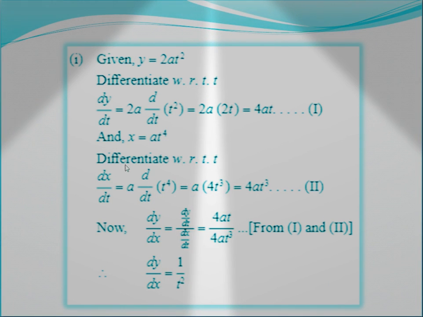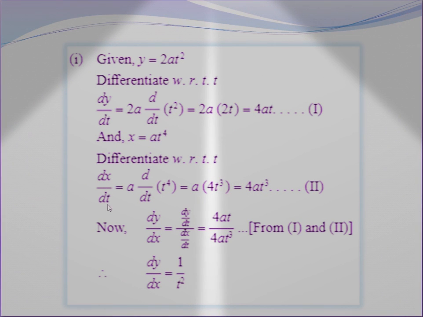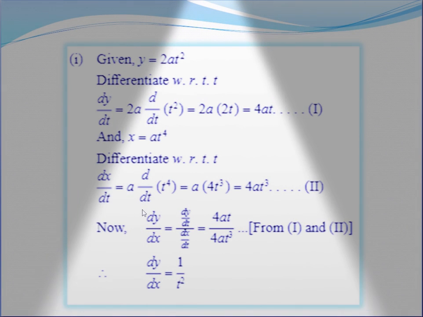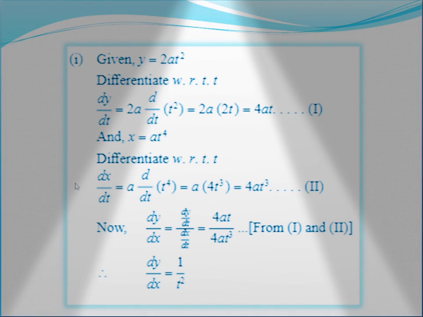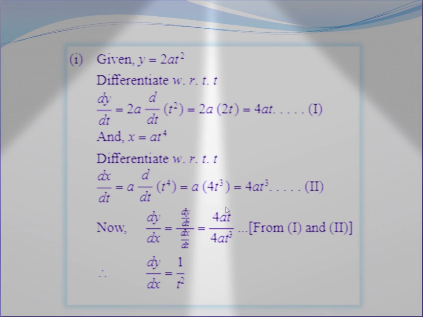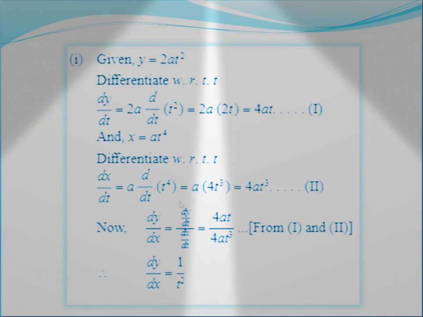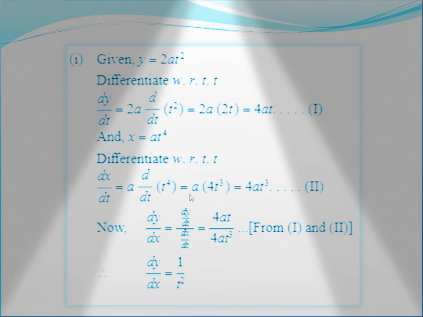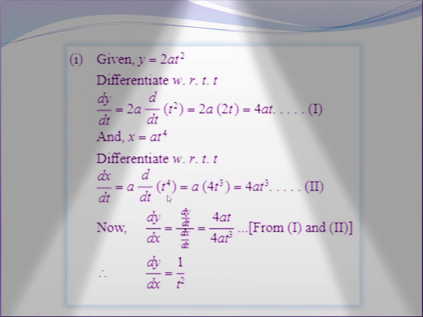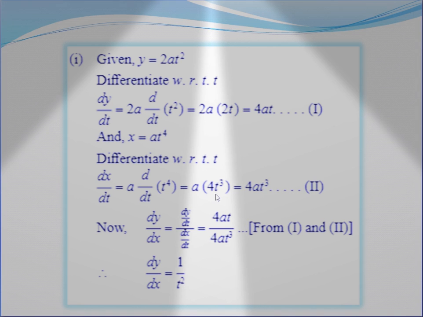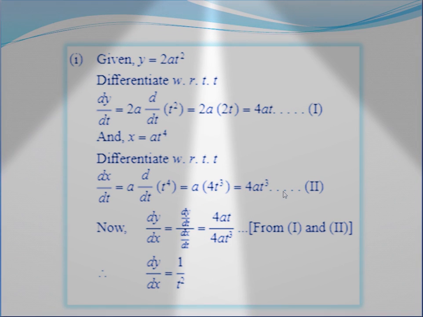Differentiate this equation with respect to t. Therefore, the derivative of x is dx upon dt equal to a, which is a constant term so it stays as it is, times the derivative of t raised to 4 with respect to t. By using the formula, the derivative of x raised to n is n into x raised to n minus 1. The derivative of t raised to 4 with respect to t is 4 into t cube. Therefore, dx upon dt is equal to 4 into a into t cube.